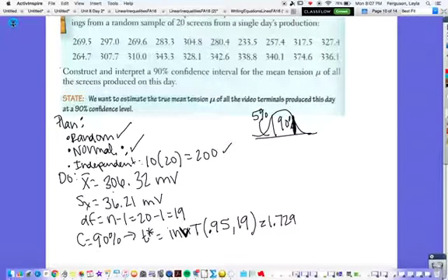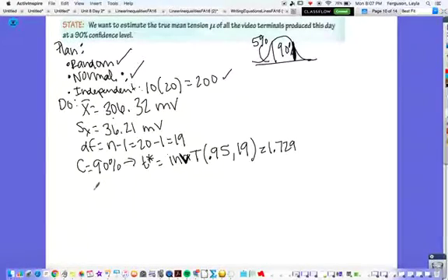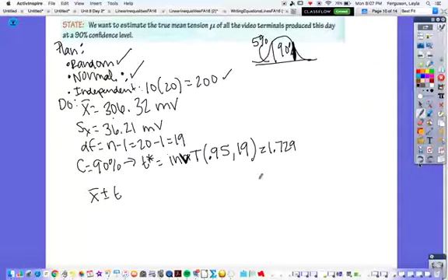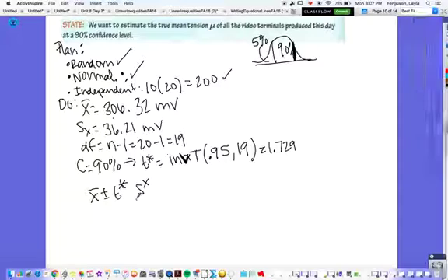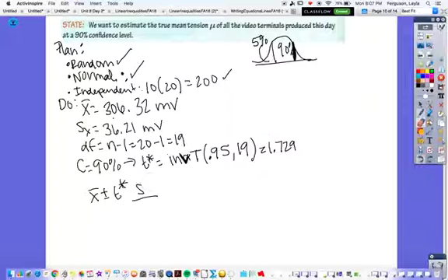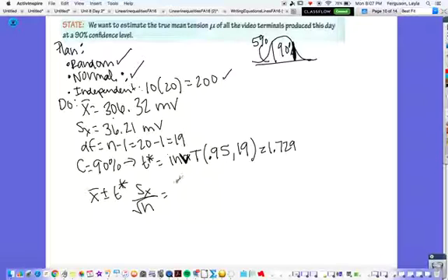All right, so to put all of that together, we're going to use our formula x bar plus or minus T star times the standard deviation of x over the square root of n. So that's going to look like 306.32 plus or minus 1.729 times 36.21 all over the square root of 20.